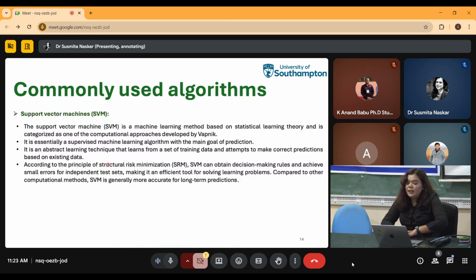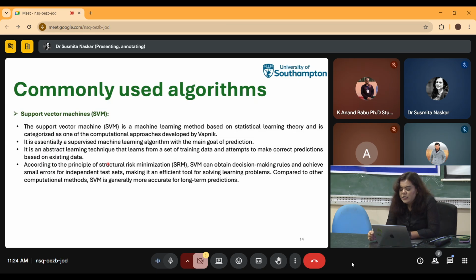Now there is another important one, which is SVM, basically called support vector machines. Support vector machine is also another kind of machine learning model. It is also based on statistical learning theory. It is essentially a supervised algorithm, not unsupervised. The design of this kind of model is a supervised learning algorithm, and its main goal is to make very accurate predictions. What makes SVMs unique is that they learn from the existing training data and then generate decision rules that are going to classify or predict unseen data.